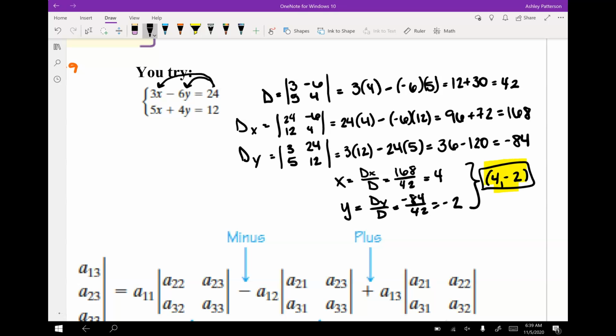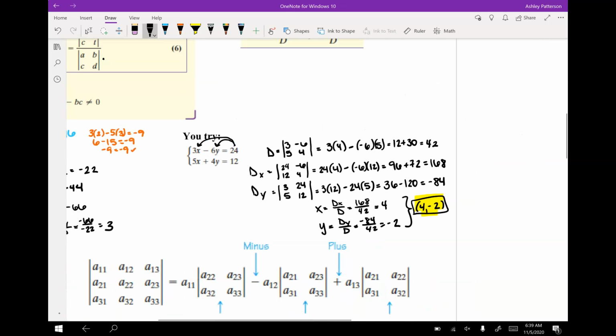Now, the last thing I didn't mention on the previous example is that you have to always write your answer as a coordinate. Because remember, you're solving for x and y. You're solving for an intersection point. You're solving for a location where these two lines will intersect. All right, so that's a system of 2.